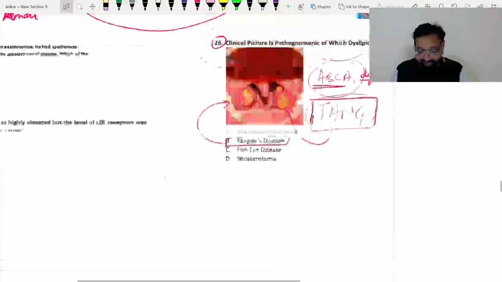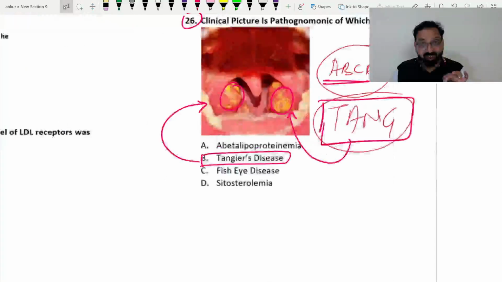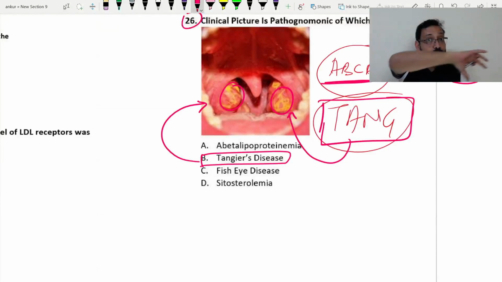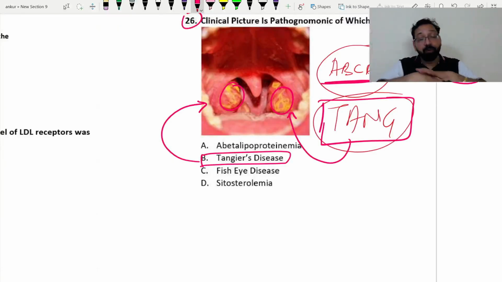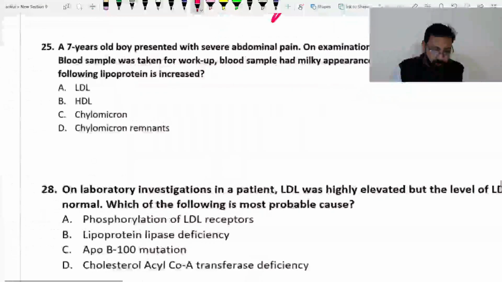So you can say there is a defect in the metabolism of cholesterol, and in this the ABCA1 gene is defective, so there is no formation of HDL. HDL will be decreased, meaning HDL will not be able to take cholesterol from peripheral tissue. Cholesterol will deposit in peripheral tissue. So you can easily understand this is Tangier disease. This question you can easily solve.